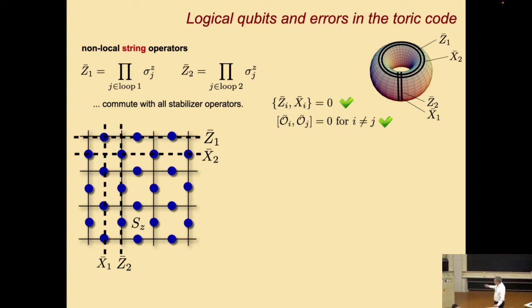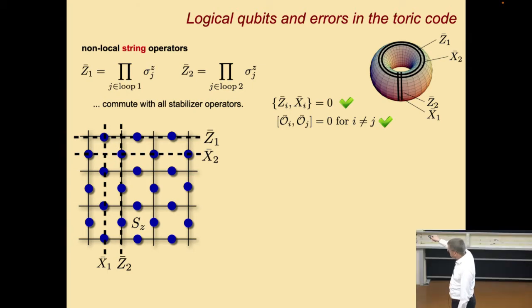Exactly. They just meet at this 1 qubit. They anti-commute, the Paulis. And that's why at the logical level, this Z string operator anti-commutes with the X operator. Indeed. And the same is true for this X2 here and the Z2. They cross here at this 1 qubit.